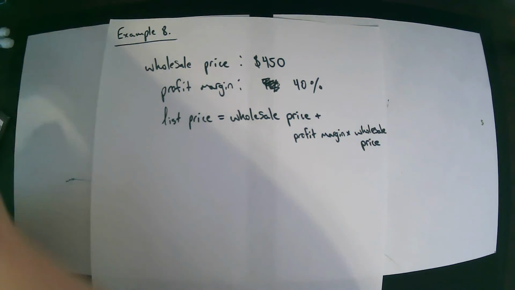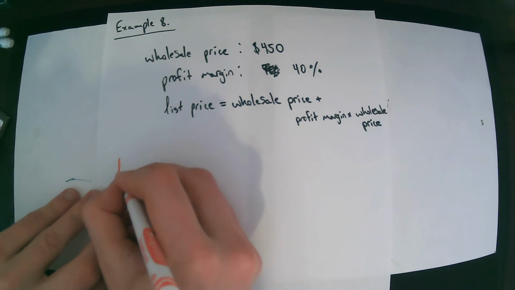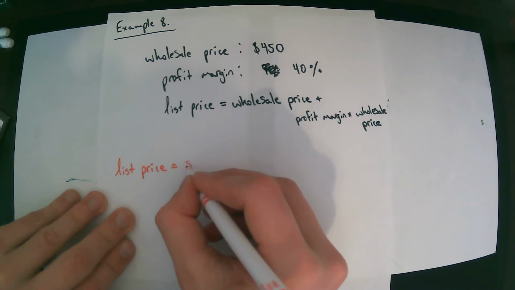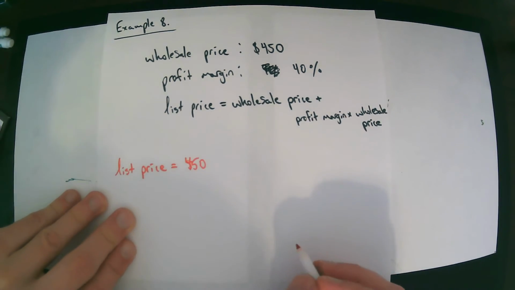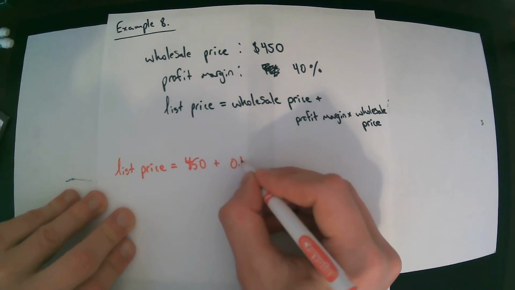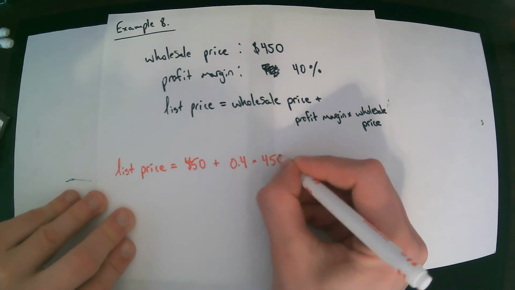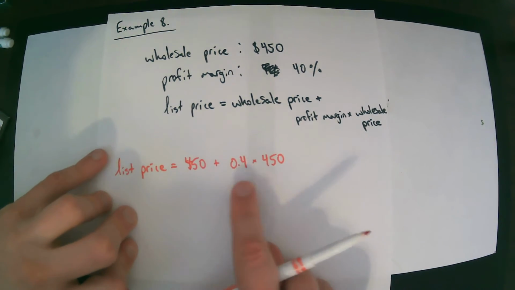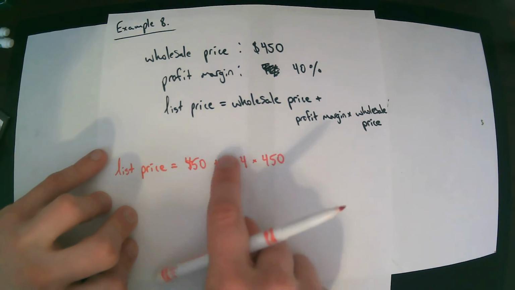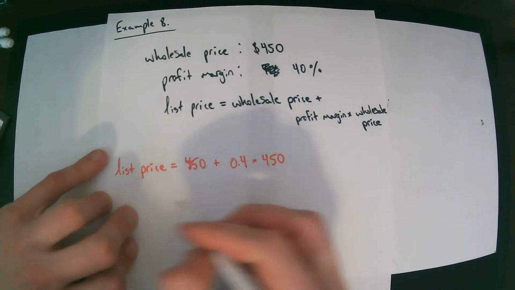Okay, so here what we're going to have is our wholesale price, list price. Get all this in one line here. $450 wholesale price, plus 40% is my profit margin, as a decimal, 0.4, times the 450. This is going to be what my profit margin is as a dollar amount. This right here will give me my profit margin as a dollar amount. You may choose to do that separately and then add it on. I'm just doing it all at once here.